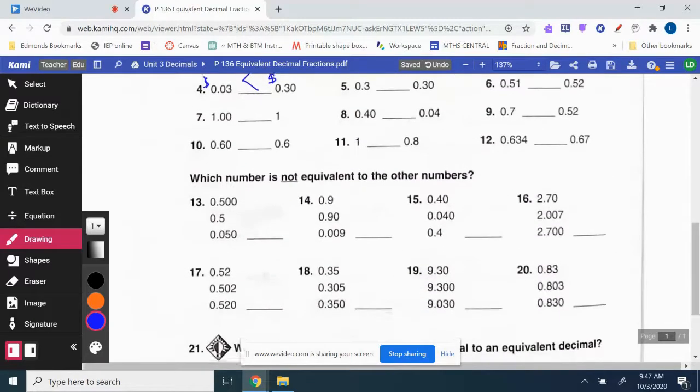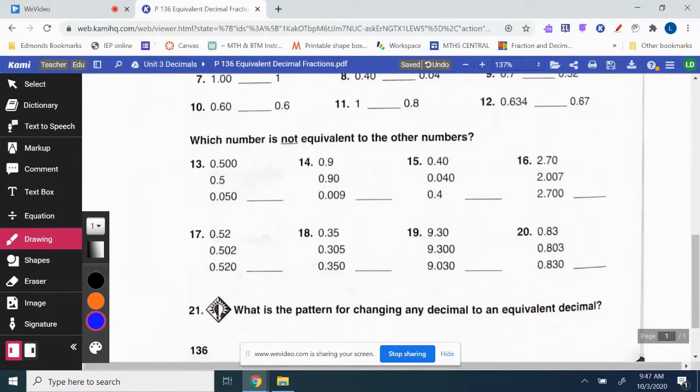Number 13, 14, and 15, they just want you to say which one's not equal to each other. And they do a nice thing about lining up your decimals. So I can look straight down and see which decimal doesn't have the same number. And in this case, it's 50 thousandths. Or if we cover up that zero, it would be 5 hundredths.